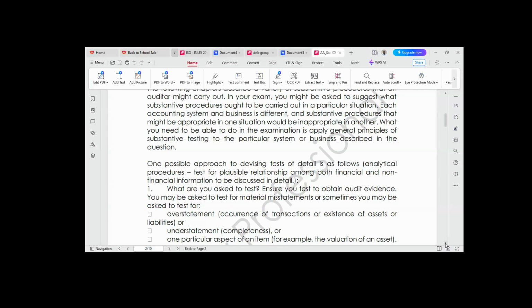For instance, if you take a look at your assets, let's say your property, plant, and equipment, and you see the value that they have put down in your fixed assets register or asset schedule. And you see that when you look at the original documentation for the asset, the amount there does not tally with what they have on the system as the value for the asset. What do you do? That is either an overstatement or understatement.